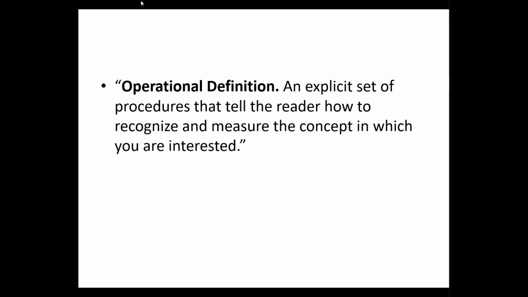Here's your definition of operational definition. An operational definition is an explicit set of procedures that tell the reader how to recognize and measure the concept in which you are interested. This is a bit more academic than I like to get, because I want you to use operational definitions even when you don't have readers. But let's take an example.